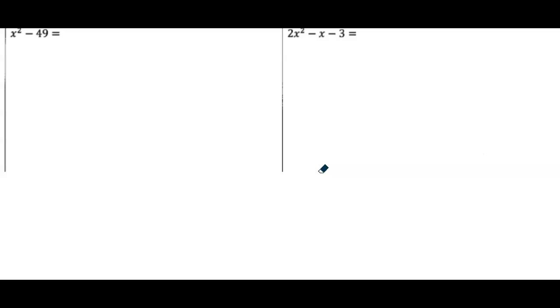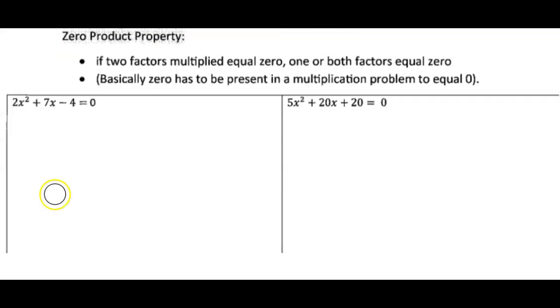So you'll notice all of these just say equals. They don't say anything after them. But what happens when they do say equals 0? I need to apply my zero product property that says if two factors multiply to 0, one or both of those factors have to be equal to 0. In other words, 0 times 0 equals 0. Basically, 0 has to be present in one of these. So the first thing I have to do is factor this.